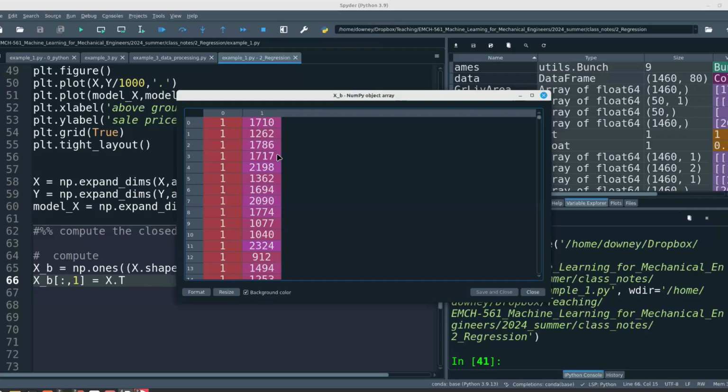Because I only have 1 feature that I'm putting in. If I was putting in 2 features, size of the house, size of the swimming pool, I would actually need 3 columns because I need a bias term to account for my Y offset. We don't know what the Y offset is, right?